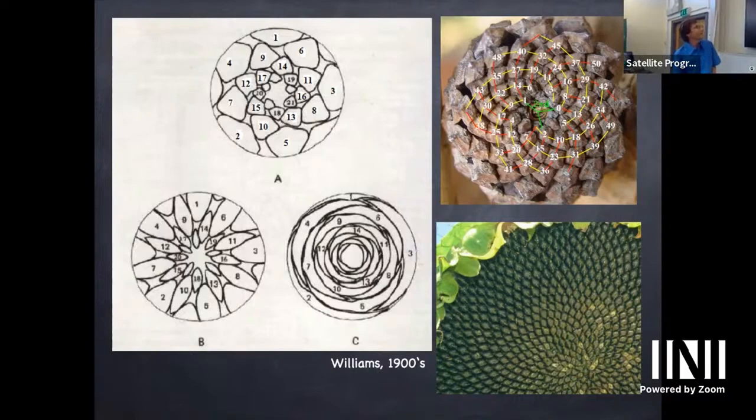But to emphasize again that in the end, we're going to be interested in not just the positions of the plants, but the underlying plan form. This is a really nice picture from a book by Williams in the early 1900s on phyllotaxis. And he actually took cross sections. He took plants, cut them, and made these images of them, these drawings.